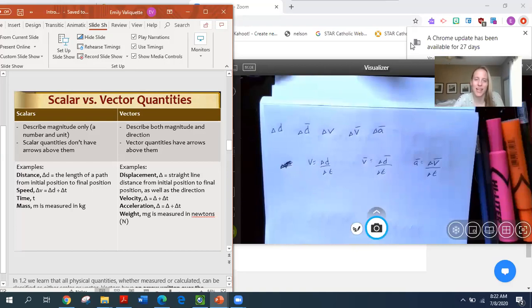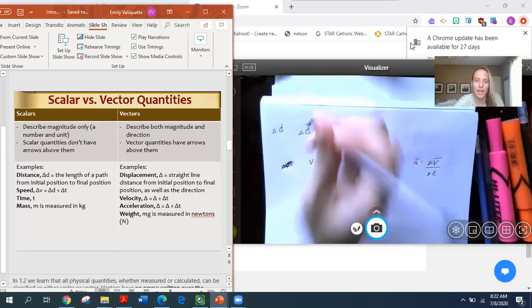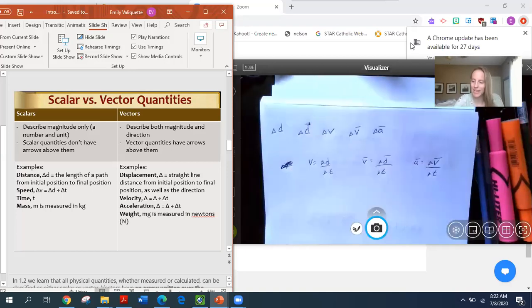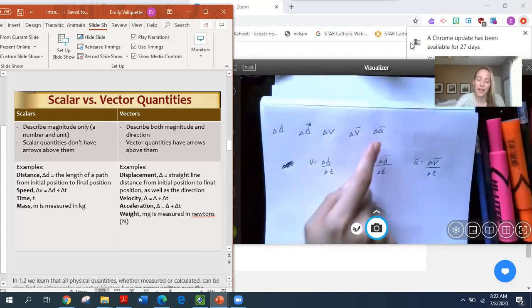Vector quantities, on the other hand, include both magnitude, so the amount of velocity or the amount of displacement, and the direction. So you would say, I traveled 3 kilometers east, which would be a displacement, because it includes both the 3 kilometers, the magnitude of the displacement, and the direction of the displacement. Those are the ones that have the little lines, sometimes drawn as little arrows over top of the symbol. Examples include displacement, velocity, and acceleration, as well as weight.